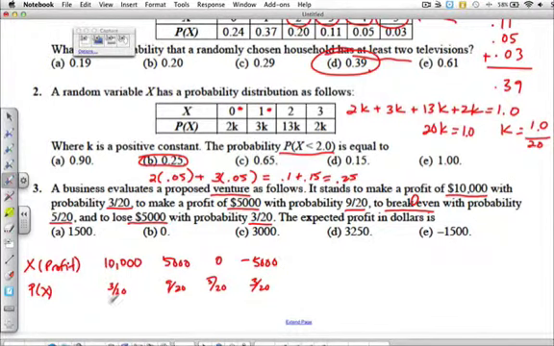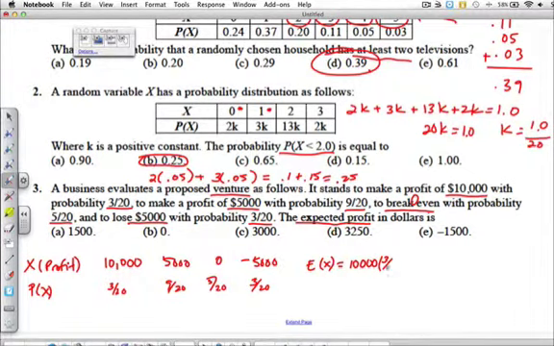If we add all these up, hopefully 3 plus 9 is 12. 12 plus 5 is 17. 17 plus 3 is 20. So we do get probabilities of 1 if we add them all up. But if I want the expected profit, that's like saying the expected value here. We're going to take each of those probabilities and multiply them by their value of X.